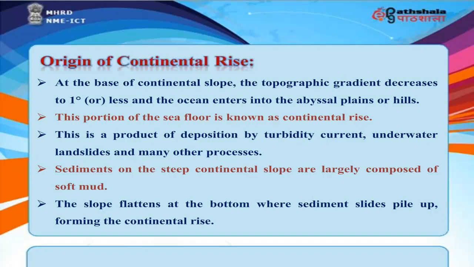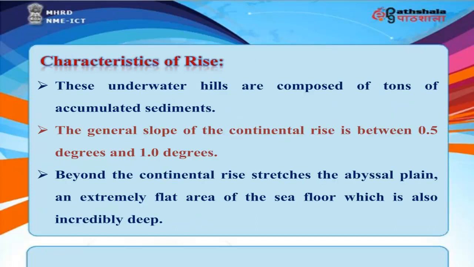Origin of continental rise. At the base of the continental slope, the topographic gradient decreases to 1 degree or less, and the ocean enters into the abyssal plains or hills. This portion of the seafloor is known as the continental rise. This is a product of deposition by turbidity currents, underwater landslides, and many other processes. Sediments on the steep continental slope are largely composed of soft mud. The slope flattens at the bottom where sediment slides pile up, forming the continental rise.